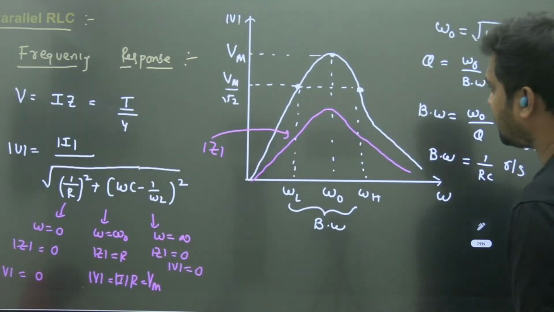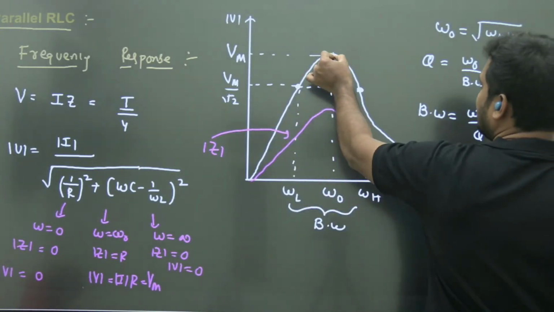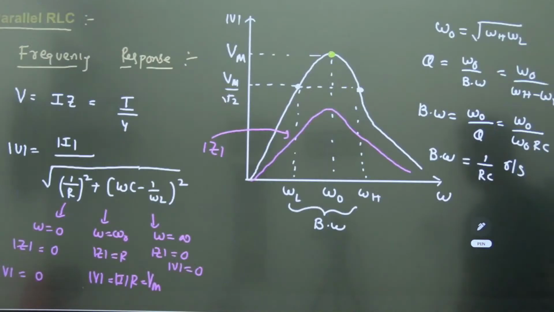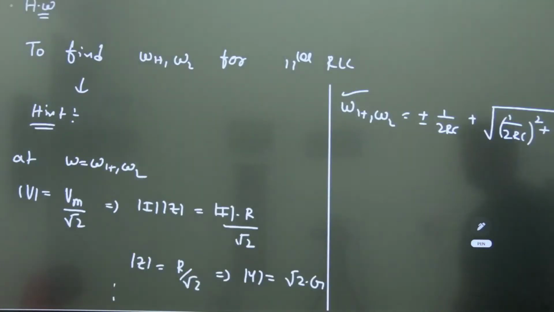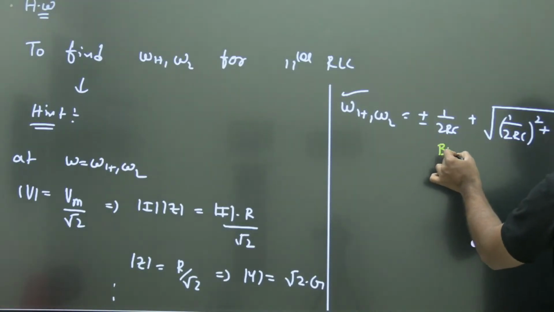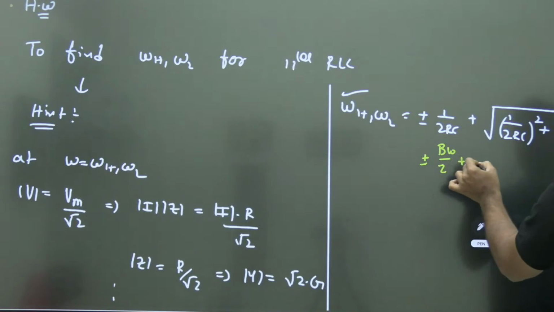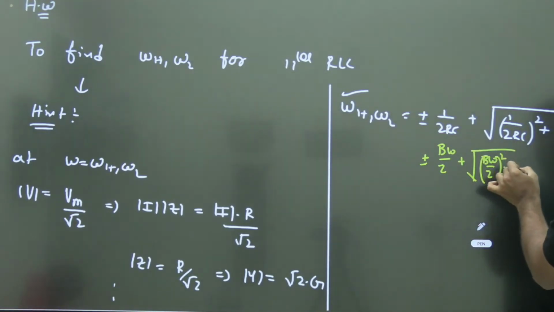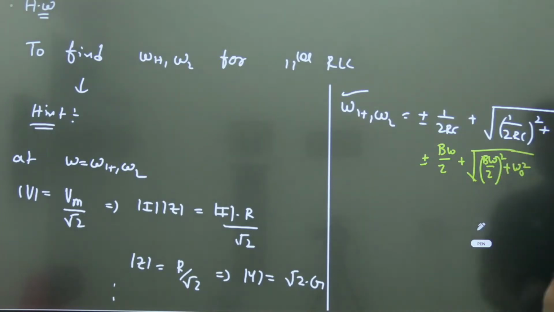The same analysis is applicable for parallel also. But here the voltage will reach its maximum value, and all other relations remain the same. Bandwidth will be omega naught by Q. Q is 1 by omega naught RC, so 1 by RC is the bandwidth. And omega h, omega L the same way: bandwidth by 2 plus root of bandwidth by 2 whole square plus omega naught square.